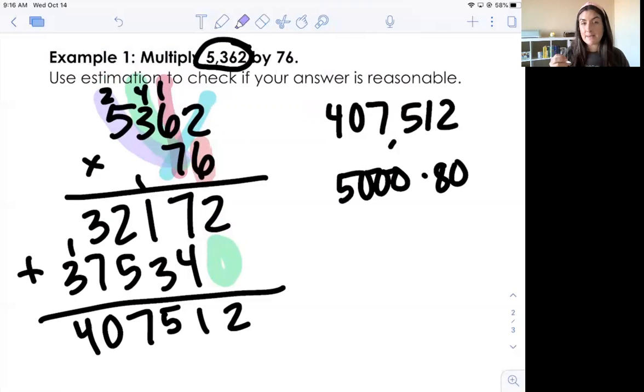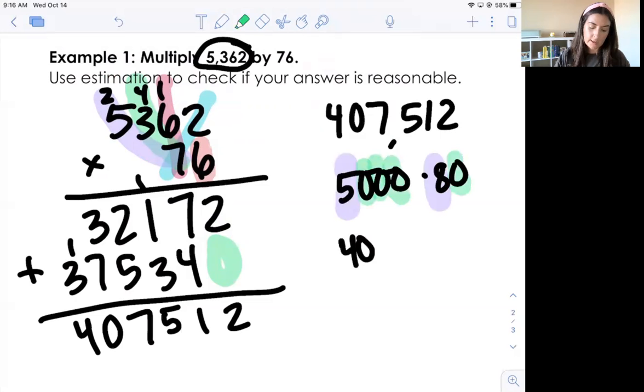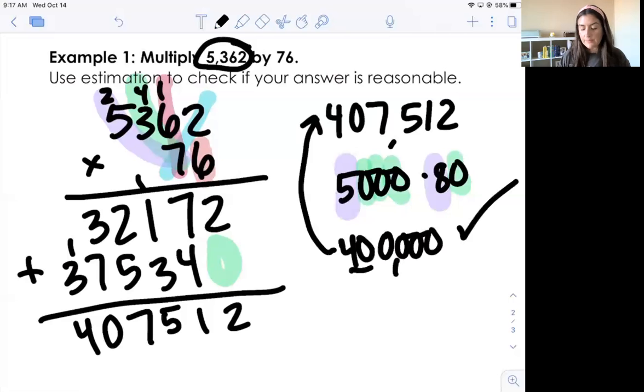And again, with estimation, you want to be able to do it in your head. So if you can't, it's really not that effective. So make it easy on yourself and just round to the nearest 1,000 or 10, so you can do it in your head. 5 times 8 is 40. And then I have 1, 2, 3, 4 zeros after the 40. So that number is 400,000. You can see that's really close to what I started with. So my answer seems reasonable. And there's my correct answer.